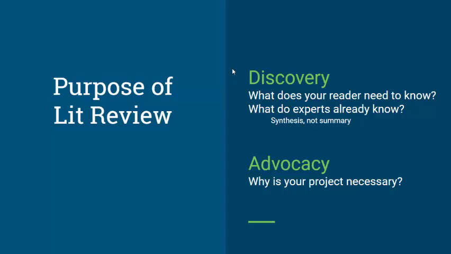Now, in this section where you talk about what the experts already know, remember that you're not just summarizing. You're not saying Smith said this, Jones said that, Washington said the other. Instead, you're synthesizing what the experts know into one new piece of information. Then, after you have helped your reader discover this information, you start to advocate for yourself. You show them why your project is necessary. So you've taken them through what is already known, and then you start to point out, hey, in the literature, we don't quite understand why X, Y, or Z happens. Therefore, my project is needed in order to fill this gap in the literature.